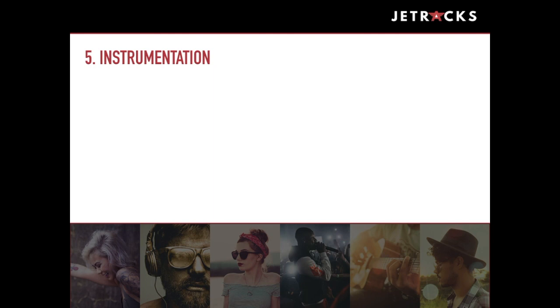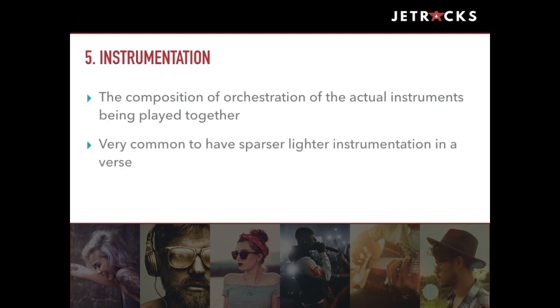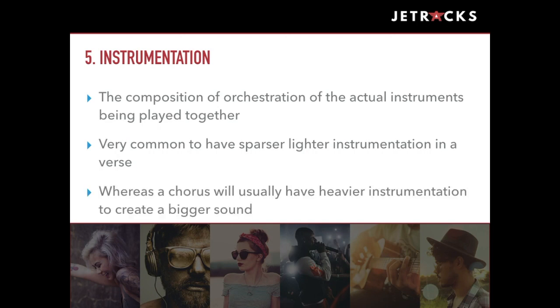And the final element we want to discuss is instrumentation. Now, instrumentation refers to the compilation and orchestration of the actual recorded instruments being played together in a given song section. It's very common to find a sparser, lighter instrumentation in a verse, whereas a chorus will likely have additional instrumentation to create a bigger, more musical overall sound.